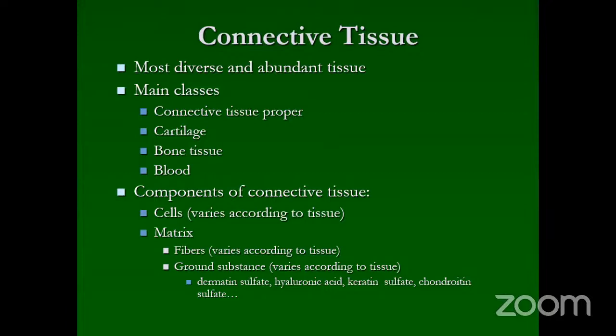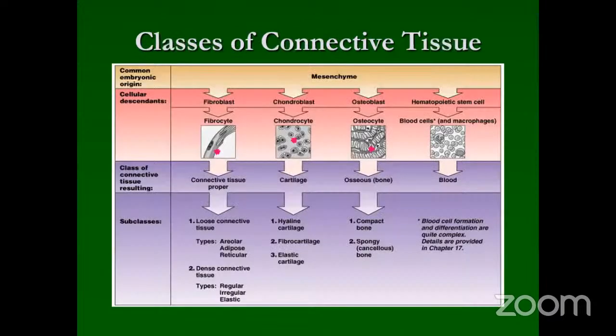So which are again from tissue to tissue, they will differ. And we have matrix, that means fibers, which also differs from tissue to tissue. And the ground substances like dermatan sulfate, hyaluronic acid, keratan sulfate, chondroitin sulfate, they will be differing from tissue to tissue. Okay. So they all have the common embryonic origin.